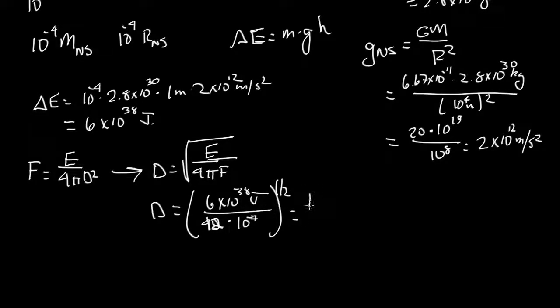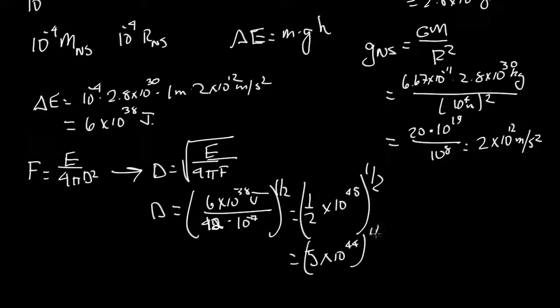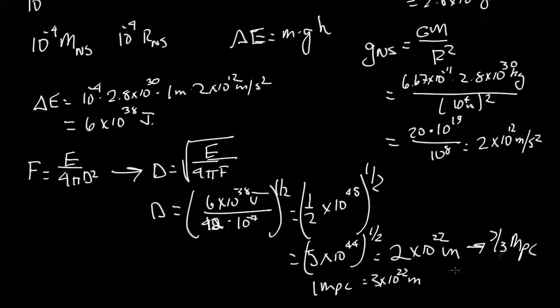So 6 divided by 12 is a half, and 38 plus 7 is 10 to the 45. In other words, I have essentially 5 times 10 to the 44 to the half power, and that is equal to, square root of 5 is about 2, times 10 to the 22 meters. Now, 1 megaparsec is equal to 3 times 10 to the 22 meters. So this is about 2/3 of a megaparsec, or the edge of our galaxy.